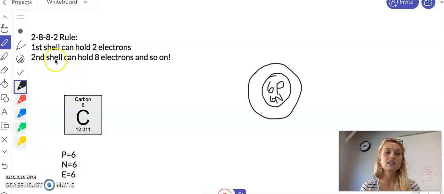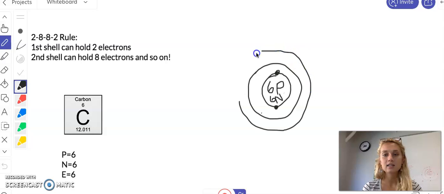I have 6 electrons. I know that in that first shell, I can put 2 of them. So I'm going to say, here's 1, here's 2, and we just draw them as little circles. If you can make it symmetrical, that's great, because our atoms love to be balanced. Now I've used 2 of my electrons. I still have 4 more that I need to put in there. That first shell can't hold any more, which means I need to add a second shell.